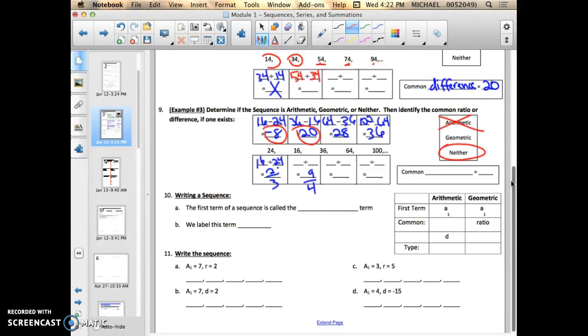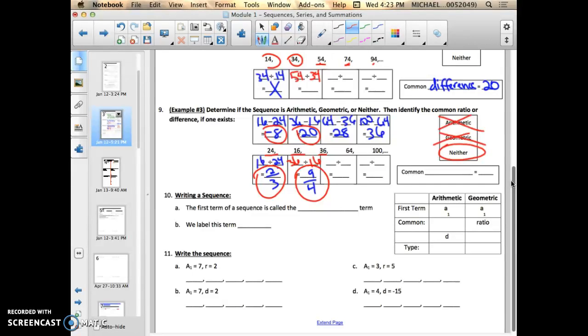So I tried geometric, seeing if there was a common multiplier in between each term in the sequence. So I tried the second divided by the first. 16 divided by 24 reduces to 2/3. And then 36, I didn't write that, but 36 divided by 16 is 9/4. Since these two things are not the same, it isn't geometric either. So in this case, it is neither because it doesn't have either a common ratio or a common difference.